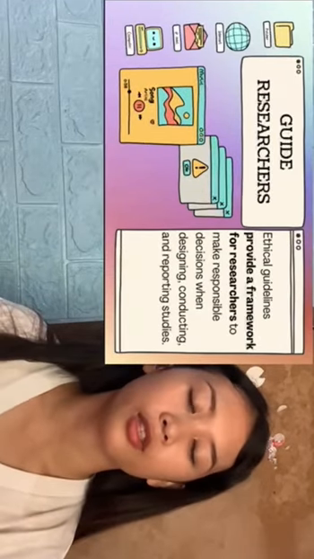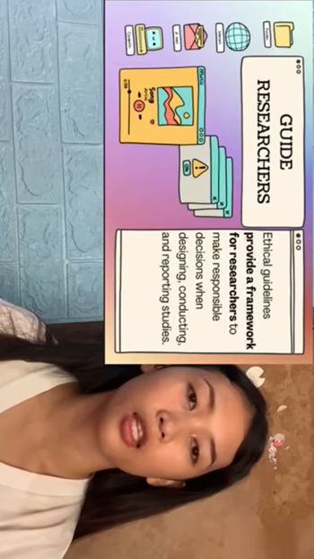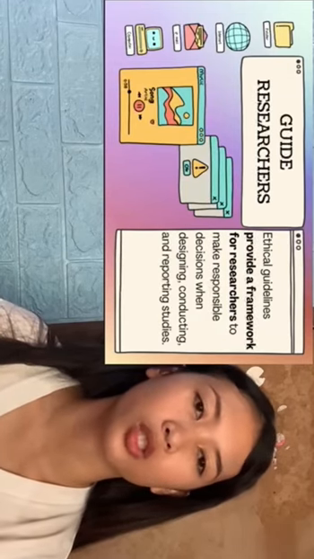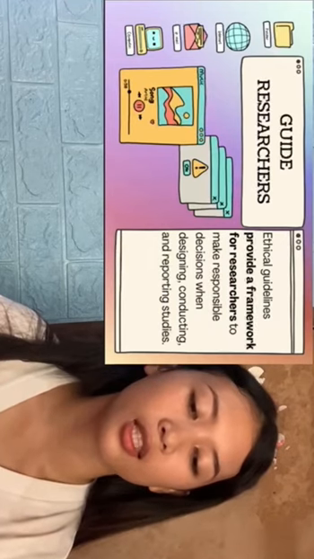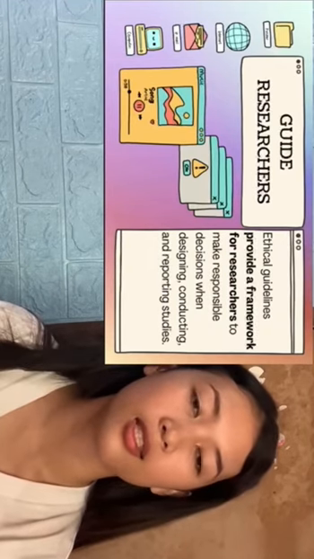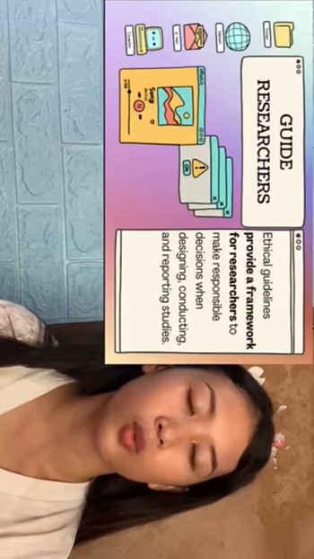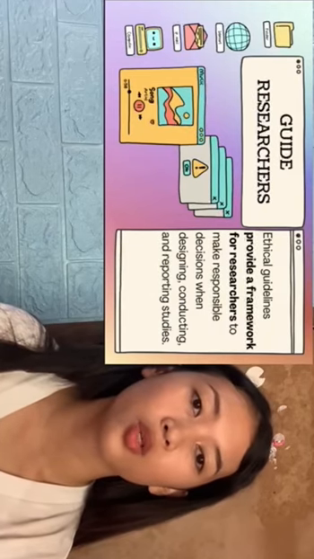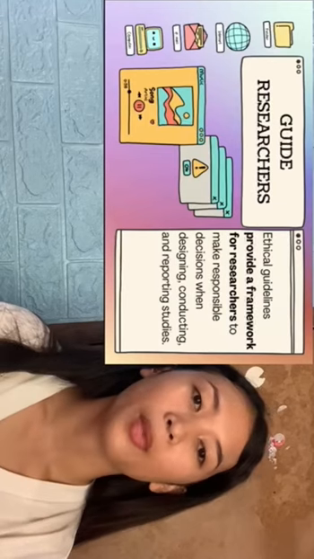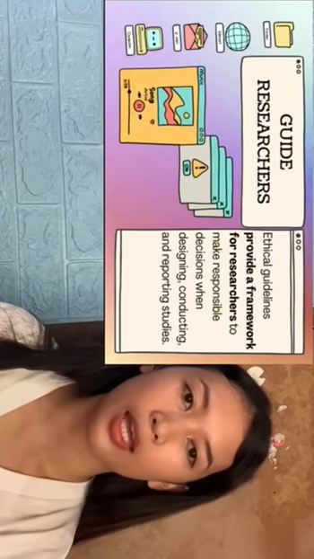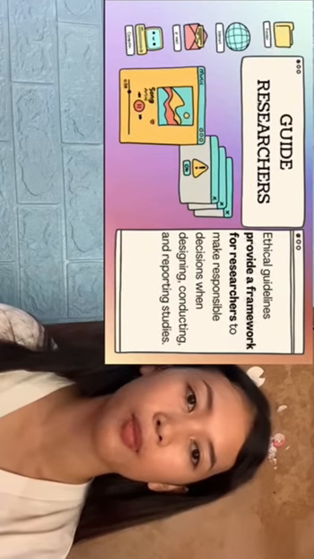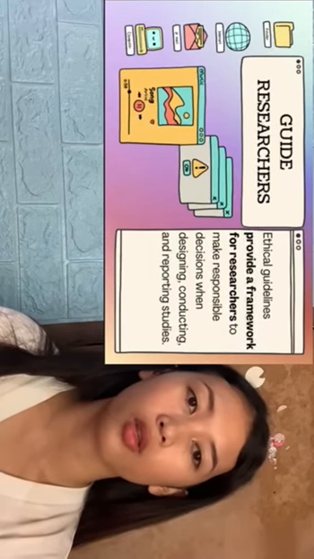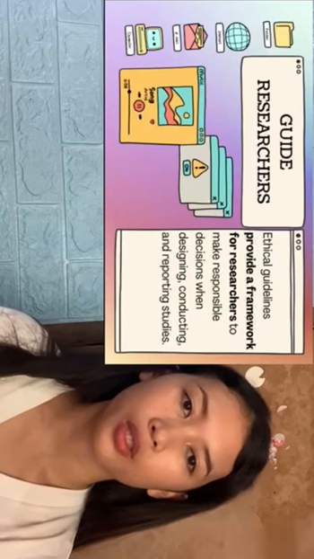Next is to guide the researchers. Ethical guidelines provide a framework for researchers to make responsible decisions when designing, conducting, and reporting the studies. Of course, just what I said recently, in doing ethical research, you are guiding other researchers through their studies. Your research can be their basis or they can make reference to it.